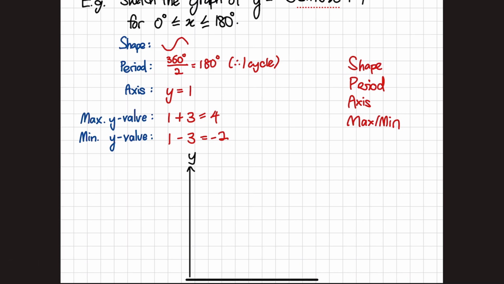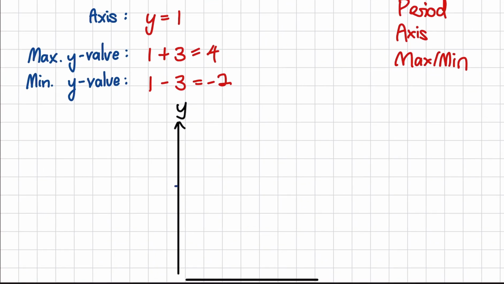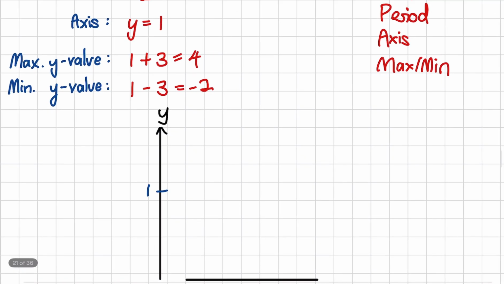Okay, to make it easier, what is easier is that we first start by drawing the axis of the graph. Over here, I know that y equals 1 is the axis of the graph. So on my graph here, I will draw a dotted horizontal line, marking y equals 1, as the axis of the graph.